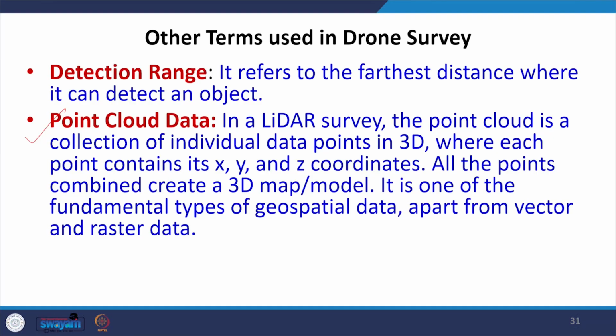For example, we can very easily create a 3D map or 3D model of the terrain. Now, this is one of the fundamental types of geospatial data apart from vector data and raster data, which we are familiar with. The point cloud data comes into the picture when we are using the LiDAR system.